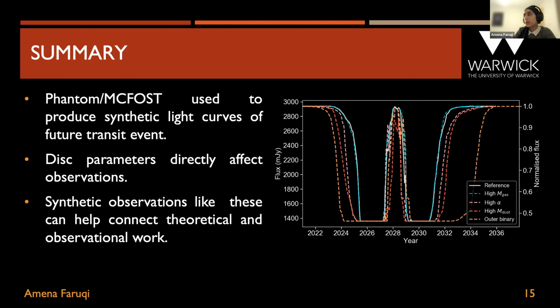So a quick summary of what I've talked about here. In short, Phantom and MCFOST were used to produce these simulated light curves of a future transit event where a disk is going to eclipse some stars. We found that the disk parameters directly affect what we actually observe. And by comparing those light curves, we can potentially use a light curve of such a system and transit to constrain certain parameters. Am I being given a warning there?